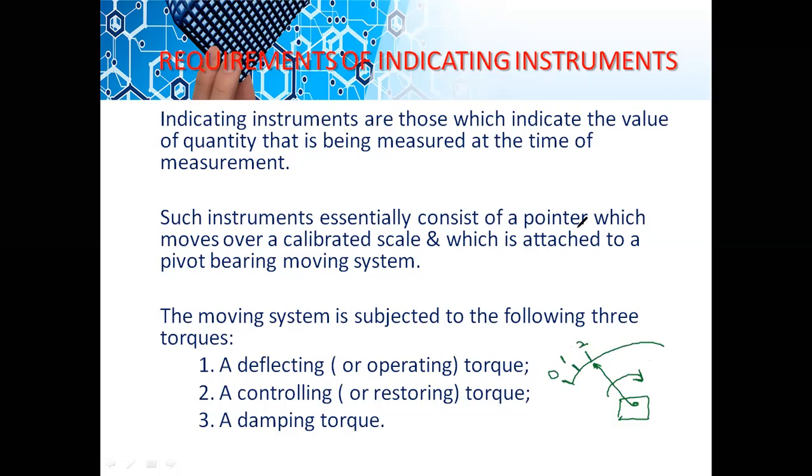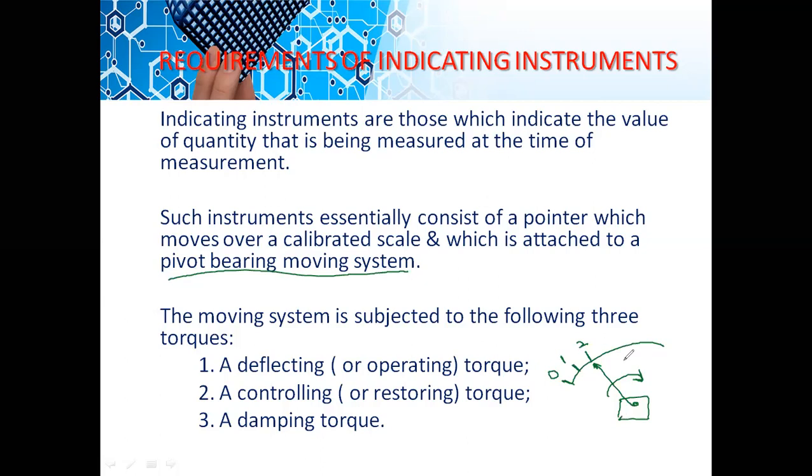The instrument essentially consists of a pointer. So this is the pointer which moves over a calibrated scale, and this is the calibrated scale. Now this moving system should have some support so that it can move freely. We have different types of support systems, and one of those types is the pivot bearing moving system.